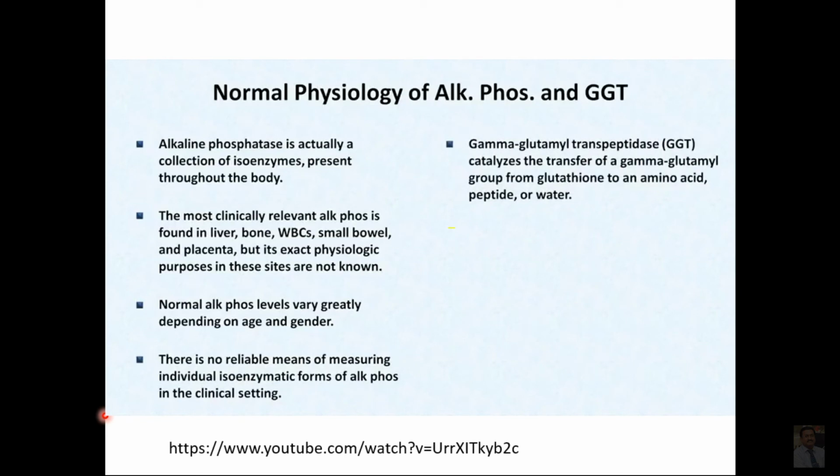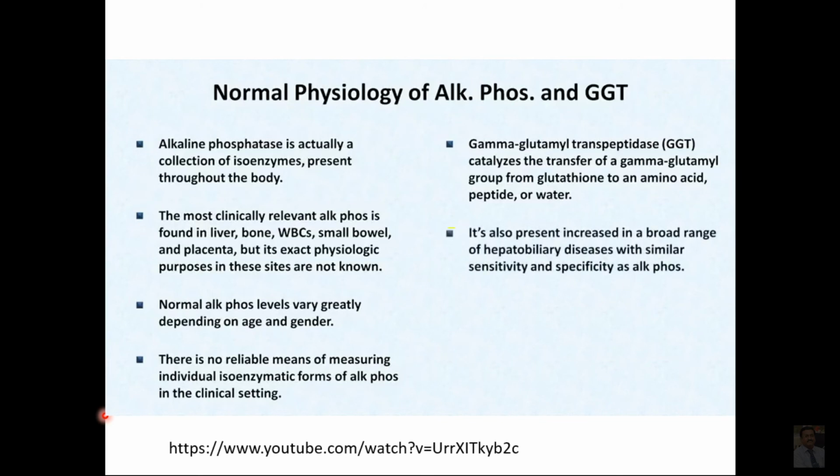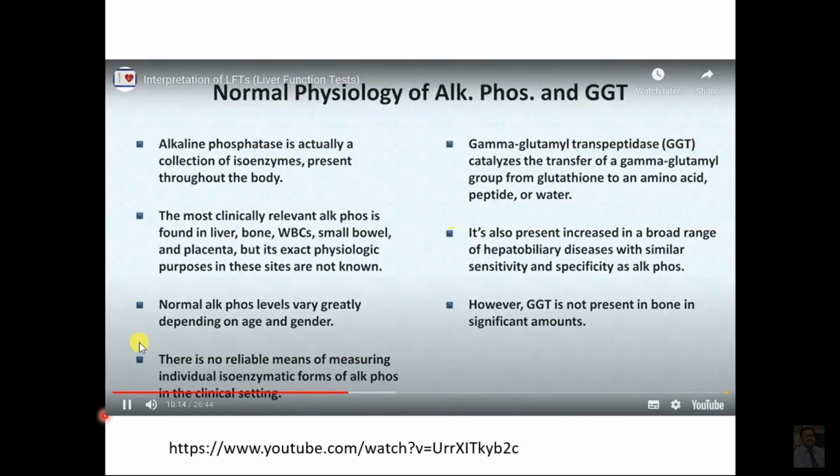Gamma-glutamyl transpeptidase catalyzes the transfer of a gamma-glutamyl group from glutathione to an amino acid, peptide, or water as part of the rarely discussed gamma-glutamyl cycle. GGT is also increased in a broad range of hepatobiliary diseases with similar sensitivity and specificity as ALK-Phos. However, GGT is not present in bone in significant amounts.